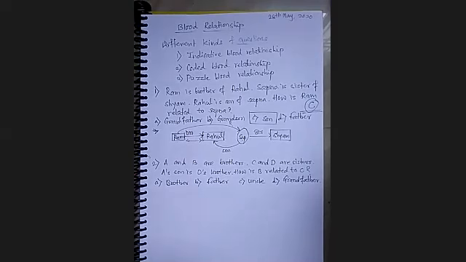A and B are brothers. C and D are sisters. A's son is D's brother. How is B related to C?